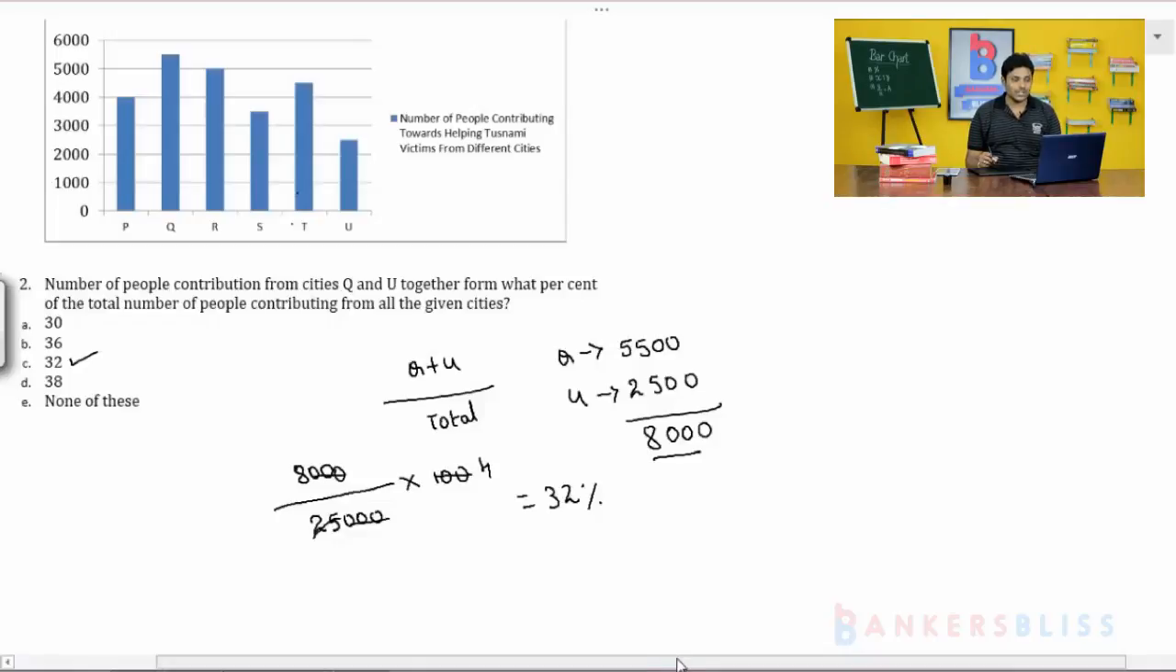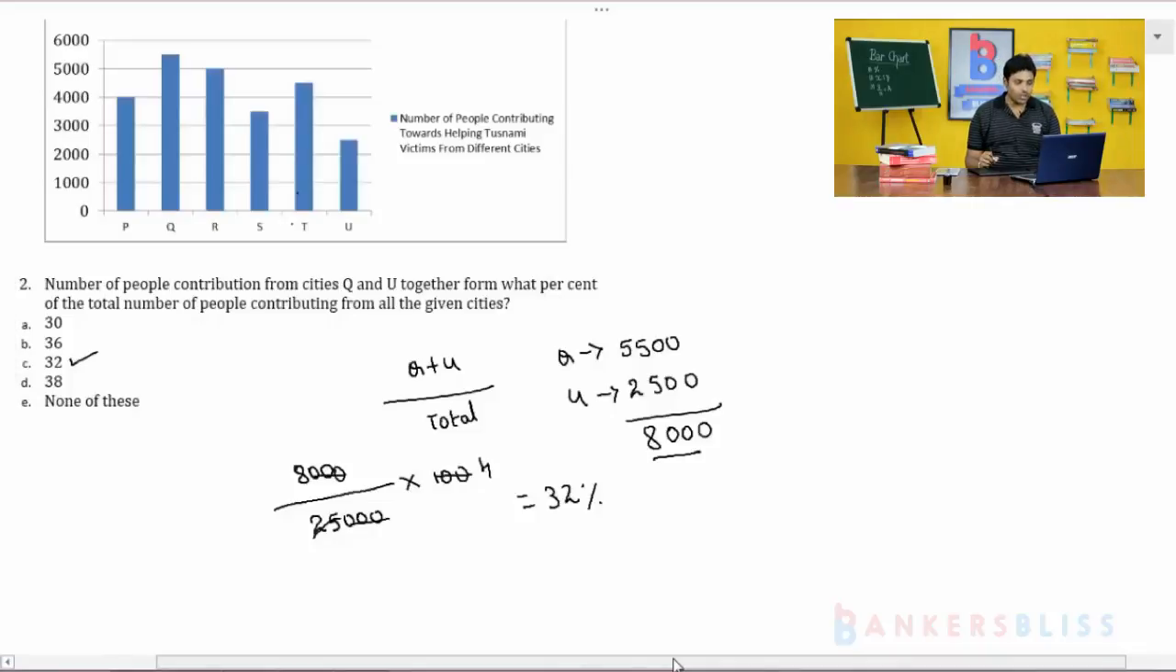P plus Q plus R plus S plus T plus U. P is 4000, Q plus U is 8000. So 8 plus 4 is 12,000. R is 5000, that is 17,000. Next S is 3500, and in that you take only 3000. 17 plus 3 is 20. After that 20, you take 4,000, that is 24,000. The remaining 500 you take, which is equal to 25,000.